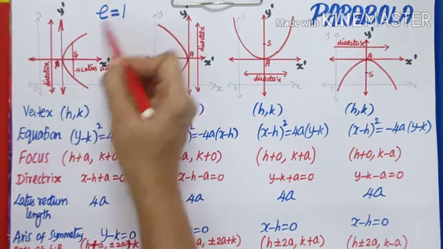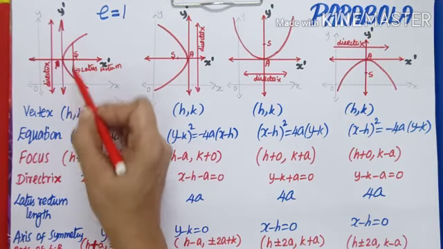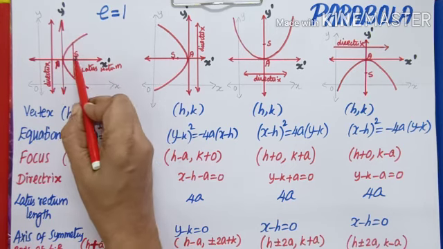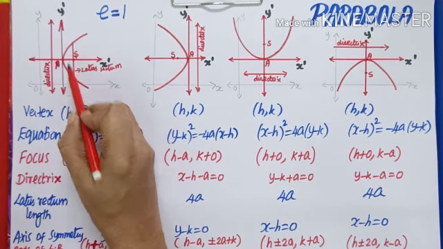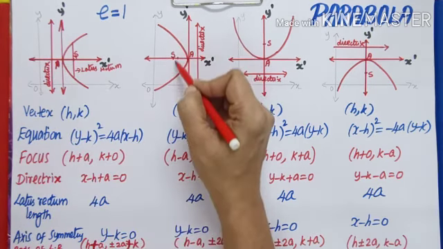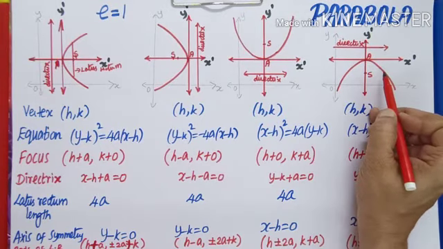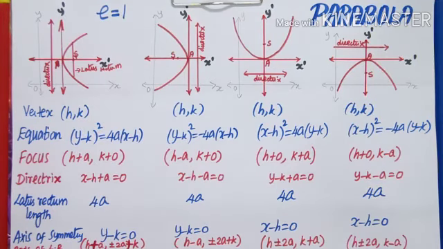I cannot be drawing it inclined; I must draw a vertical line. I will say it is perpendicular to the axis and passing through the focus. So here I can draw like this, here like this, and here. Now we ought to know the length of the latus rectum.